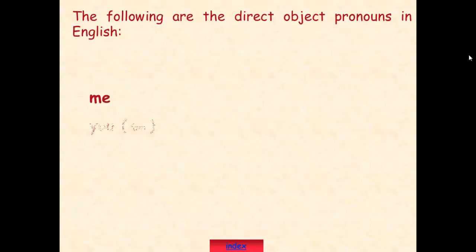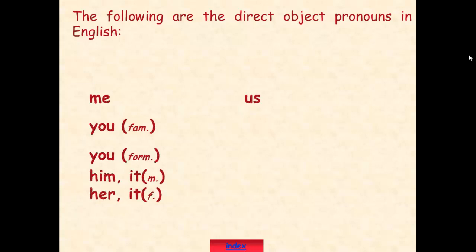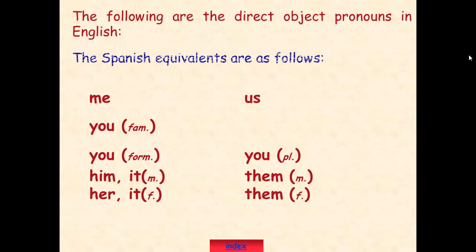So the following are the direct object pronouns in English. Me, you, him, her, it, us, you, and them. So in Spanish, the equivalents are as follows. You have me. So in Spanish, it's pronounced me, not me.